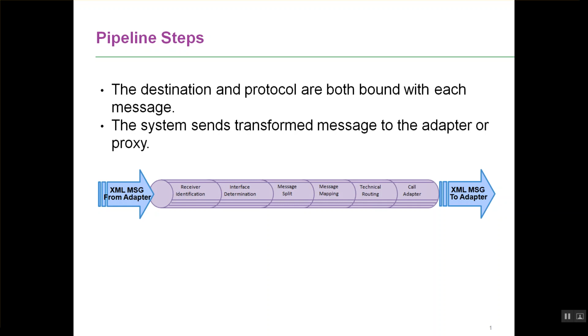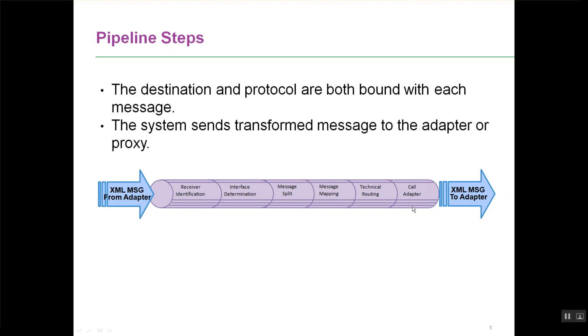So in our file-to-file scenario, in the technical routing step, the message will identify, hey, I need to hand over this message to this particular receiver channel, right? And how does it do that? It uses the receiver agreement object. With the receiver agreement object, the technical routing step identifies the recipient channel, and then the last step that is going to get executed is the call adapter step.